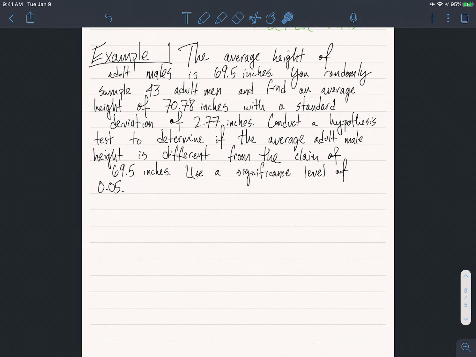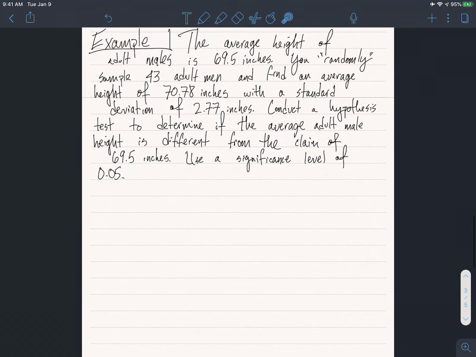All right, so average height is claimed to be 69.5. You randomly, I'm going to put that in quotes because I got these 43 adult men from the book, which wasn't random. 43 adult men find an average height of 70.78 inches, standard deviation 2.77, conduct a hypothesis test to determine if the average adult male height is different from that claim of 69.5 inches. And we're using a significance level of 0.05.